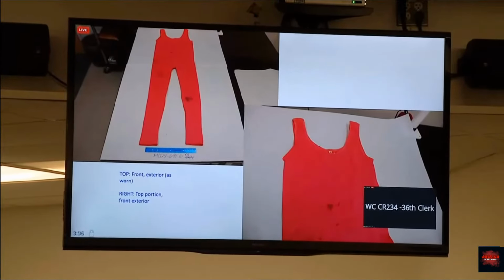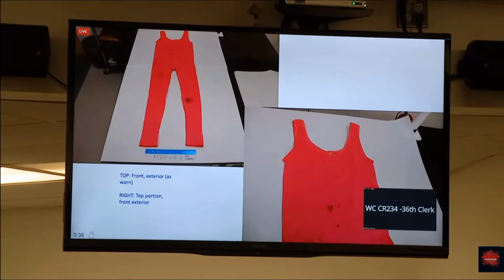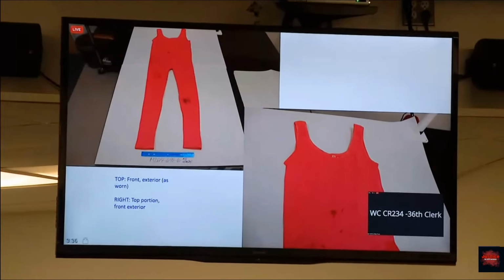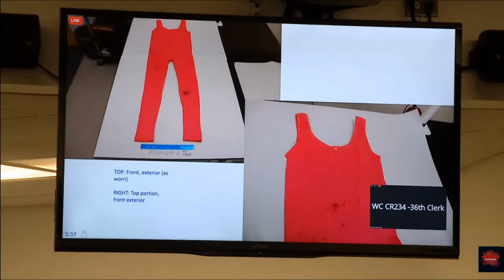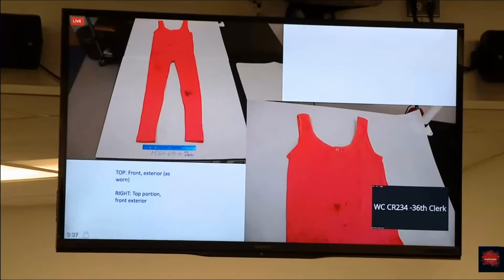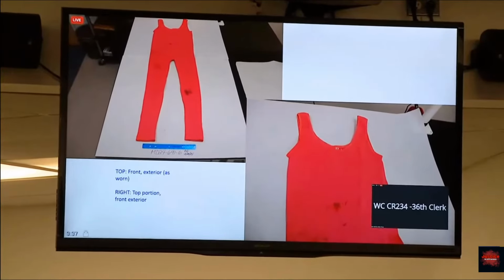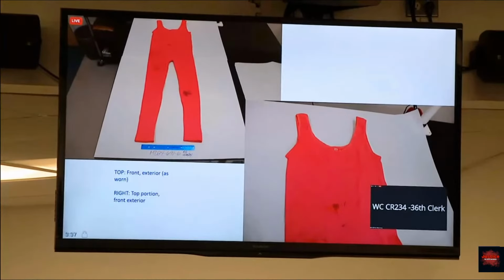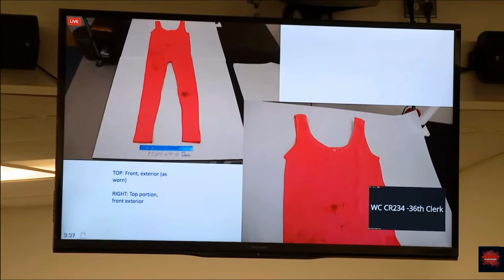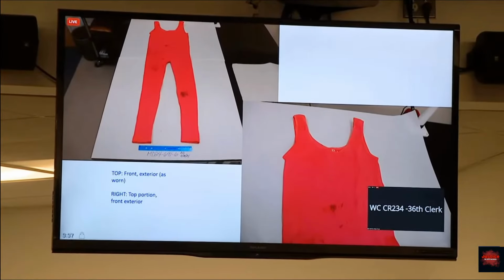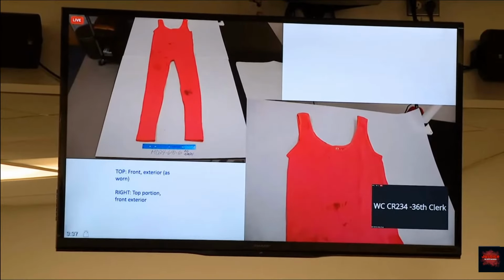So this slide in particular, I take pictures of the front and back of the exterior. If it's a clothing item, front and back of the exterior, and in this case, front and back of the interior, which is on a further slide. But this here, the top left picture, is the front exterior as if it was worn. So if you were looking at the person wearing it, that would be the front. And the bottom right picture is a close-up of the top half.